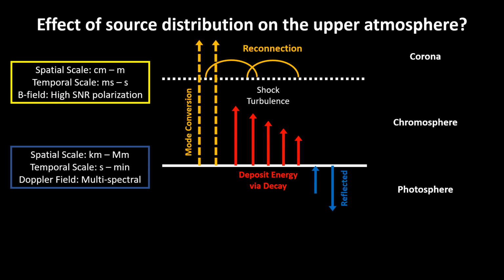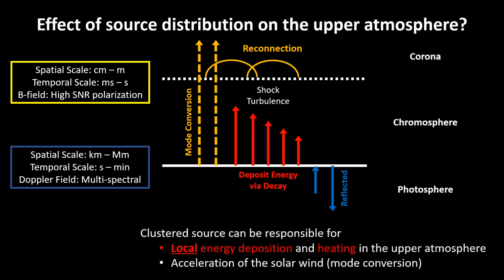So in order to see them, what we need is some sort of multi-instrument capability that can be tuned to see simultaneously the photosphere, the chromosphere, and then the corona. And we need very high spatial and temporal resolution. If we have that, then we should be able to see how local energy deposition and heating happen in the upper atmosphere in real time. And we would also be able to understand if these acoustic sources or their power can be used for the acceleration of the solar wind.